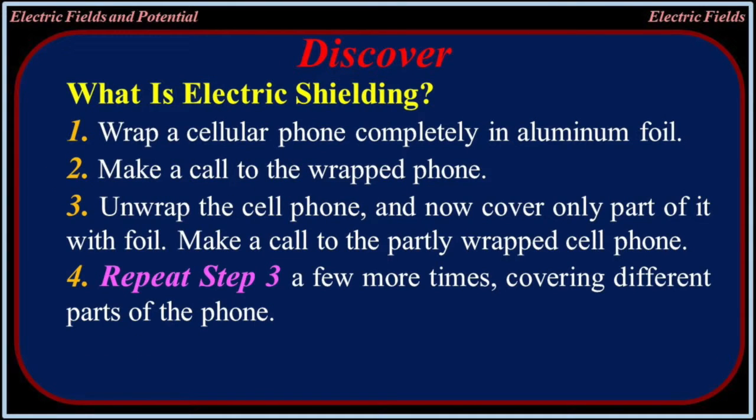What is electric shielding? Wrap a cellular phone completely with aluminum foil. Make a call to the wrapped phone. Unwrap the cell phone and now cover only part of it with foil. Make a call to the partly wrapped cell phone. Repeat step 3 a few more times, covering different parts of the phone.